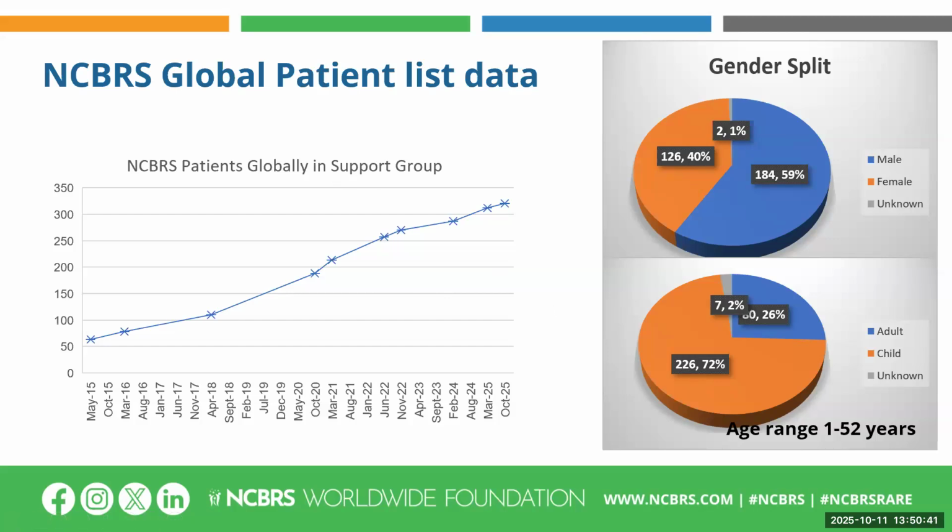But it's also interesting to know the age range. The eldest patient that we have on our list at the moment is 52, and the youngest is not even one. So we have quite a range there. But you can see that the majority, 72%, are still less than 18 years of age, because I think that's really down to the genetic testing and the way it's done. That's not to say that there's not more adults out there, but maybe they haven't been tested.